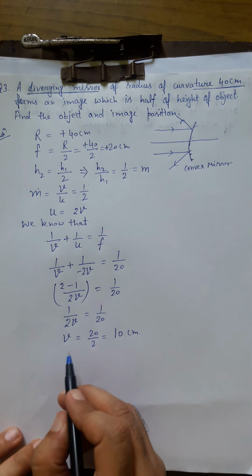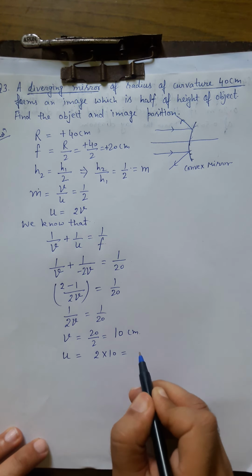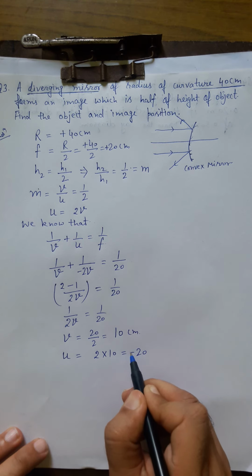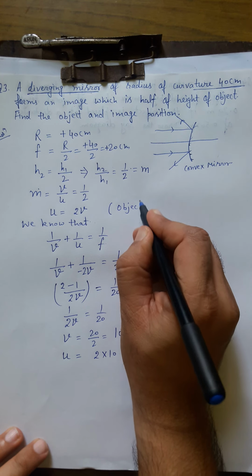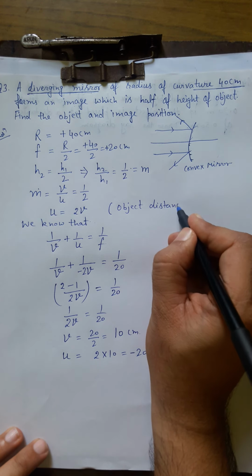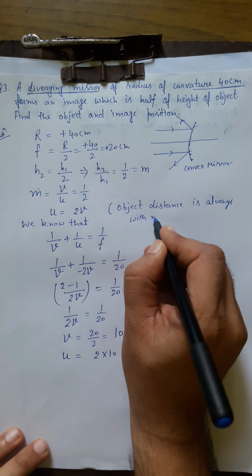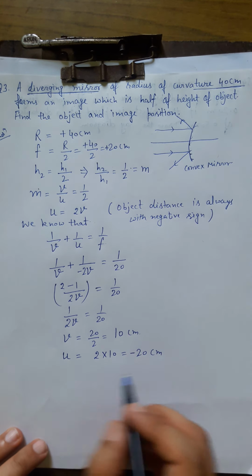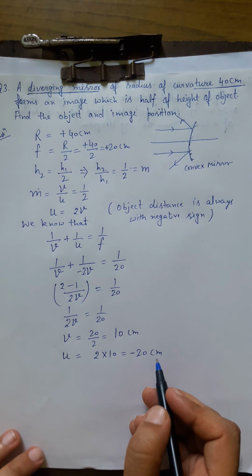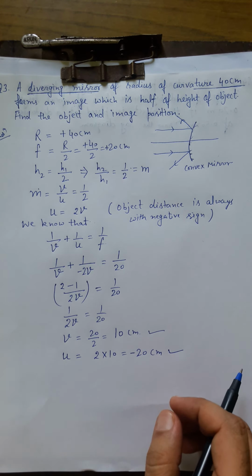Now we can calculate u, and u is 2 into 10 will be equal to 20 but with negative sign. Okay, अभी लिख देते हैं, object distance is always with negative sign. So at last we will put u is equal to minus 20 centimeter. So this is the image position and this is the object position. Okay, let us move to the next question.